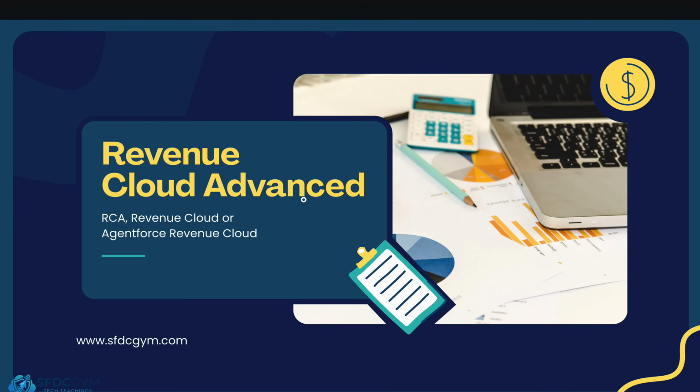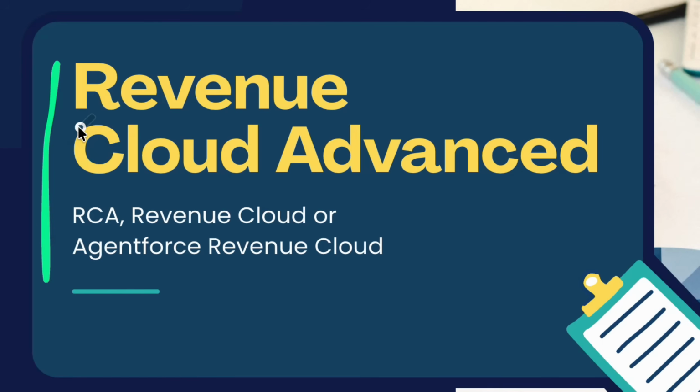So let's start. First of all, let's discuss the product name. The product name is called Revenue Cloud Advanced. In some places, you will also see RCA, Revenue Cloud, or Agentforce Revenue Cloud. All those multiple names refer to the same product. So don't be confused if you see these terminologies.